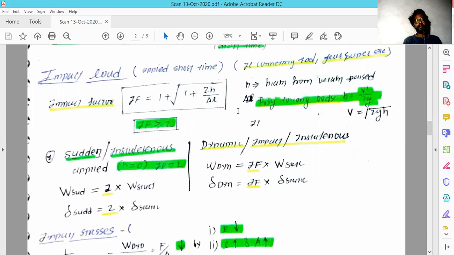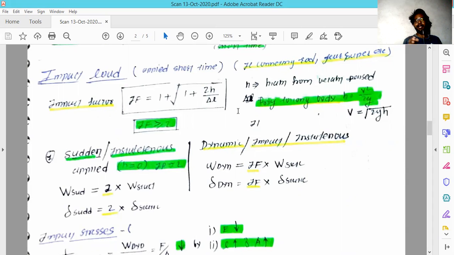To find that out, we have to find the impact factor. Impact factor is nothing but a factor which, if we multiply it by the static load, we get the dynamic load. So the impact factor formula is 1 plus under root of 1 plus 2h divided by the change in length, or change in dimension of that structure.